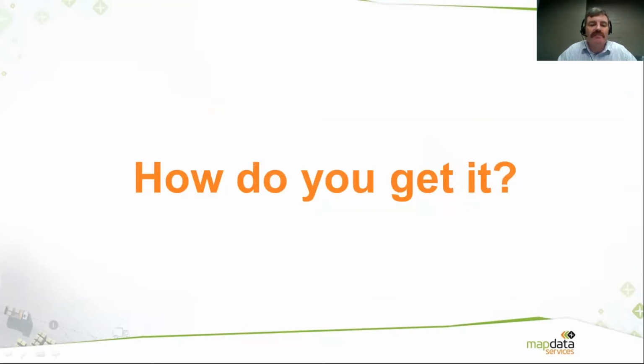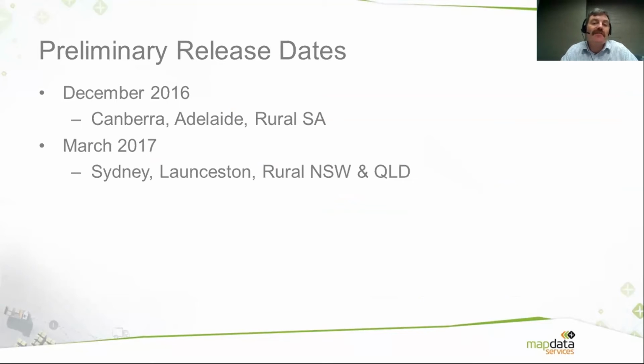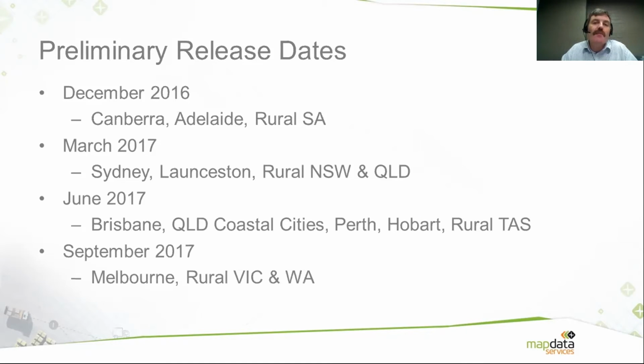So how do you get Geoscape? Well, the preliminary release dates at the moment for Geoscape are as follows. Canberra, Adelaide and rural South Australia are anticipated to become available in December 2016. In March 2017, Sydney, Launceston, rural New South Wales and Queensland. June 2017, Brisbane, some Queensland coastal cities, Perth, Hobart and rural Tasmania. September 2017, Melbourne, rural Victoria and Western Australia. And areas not already captured will be completed post-September 2017.